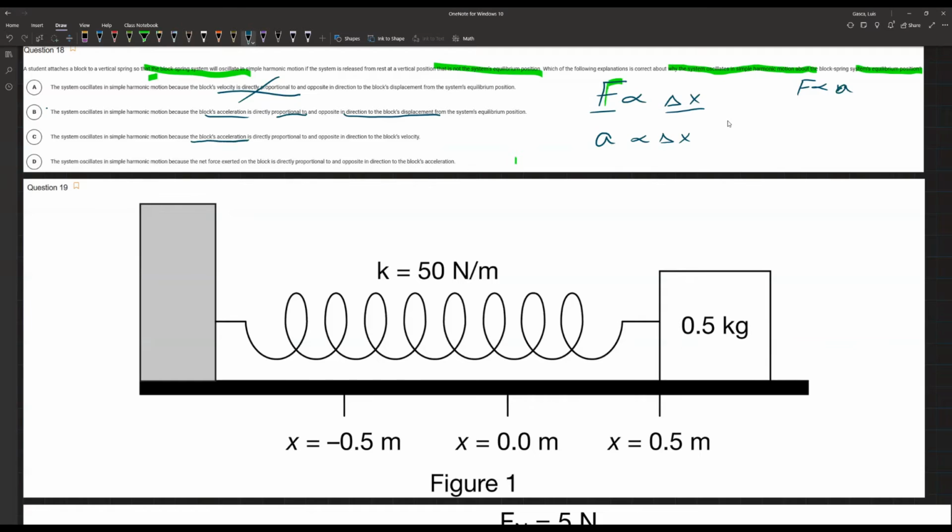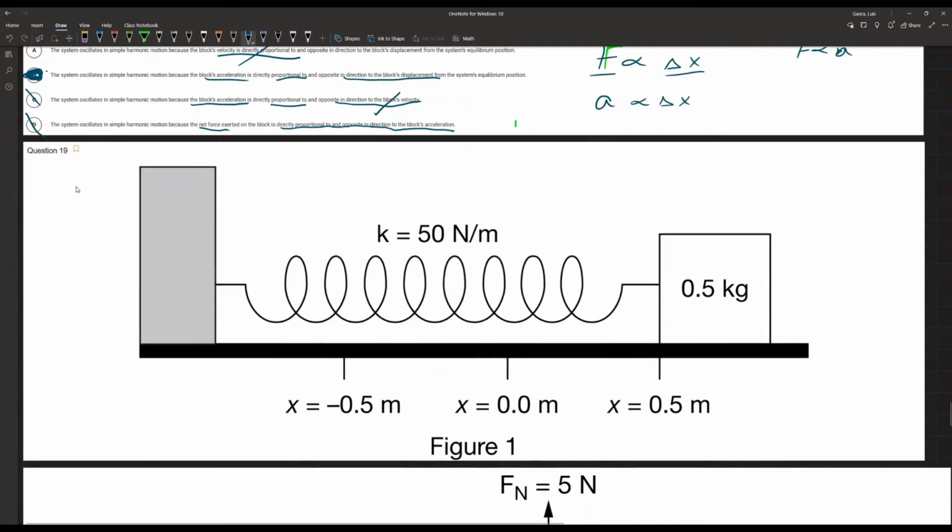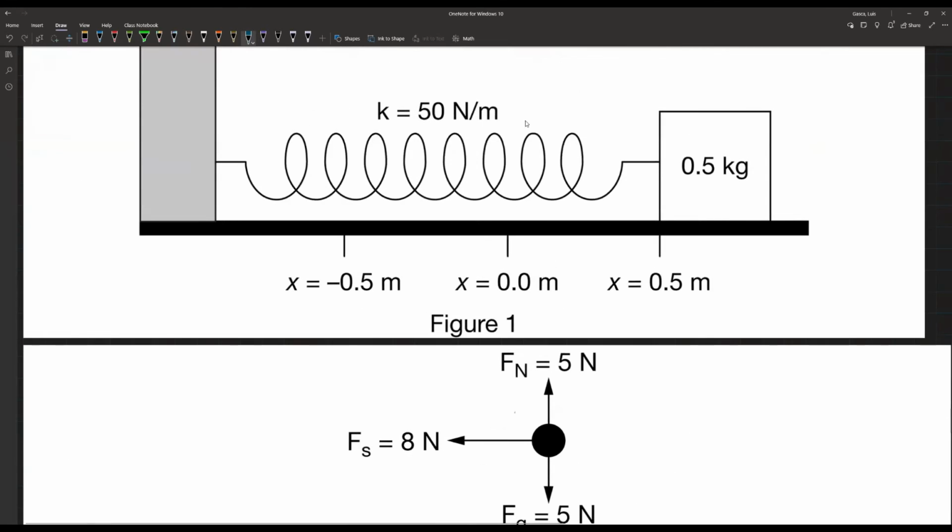The block's acceleration is directly proportional and opposite to the direction of the block's velocity. No. And then the net force exerted on the block is directly proportional to and opposite the direction of the block's acceleration. No. Really important: an acceleration can never be in the opposite direction of the net force. The net force gives us that acceleration. They will have the same direction because mass is a scalar.